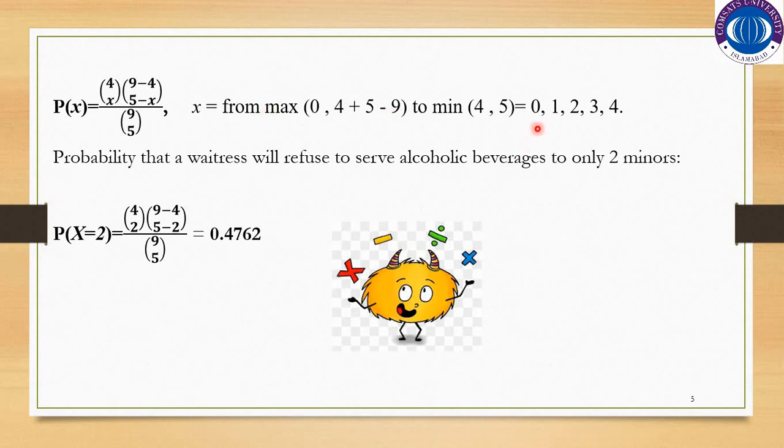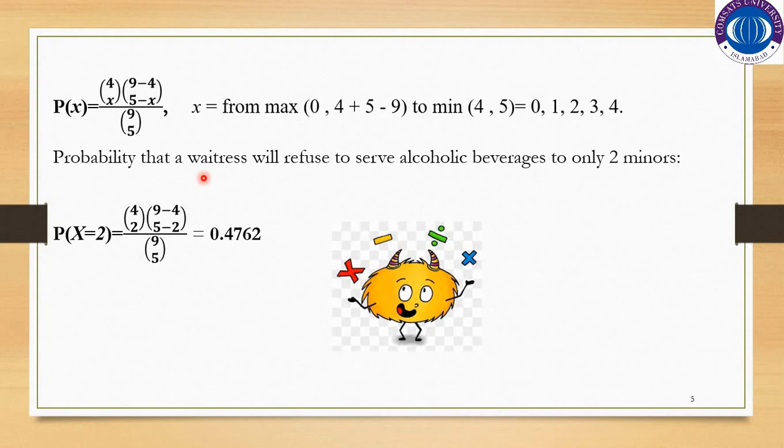If x is equal to 0, there is not any minor in the selected sample. If x is equal to 1, there is 1 minor out of 5. If we substitute x is equal to 2 here, it will give us the probability that there are 2 minors out of 5.